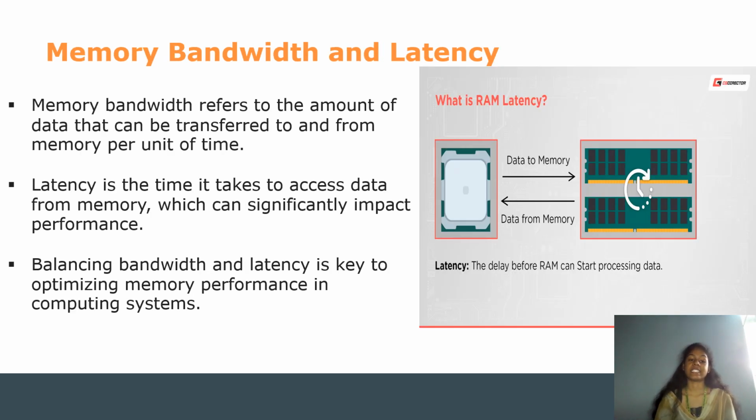Memory bandwidth and latency. Memory bandwidth refers to the amount of data that can be transferred to and from memory per unit of time. Latency is the time taken to access data from memory, which can significantly impact performance. Balancing bandwidth and latency is key to optimizing memory performance in computing systems. And this is the RAM latency. Here we can see the data from memory latency, the delay before RAM can start processing data.